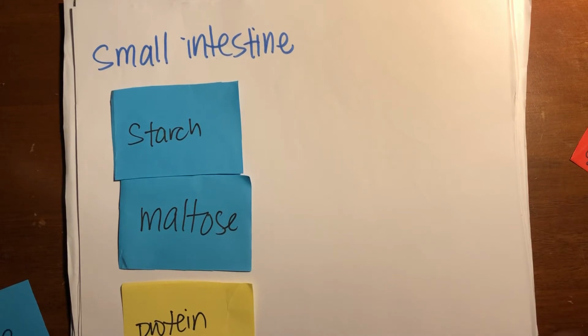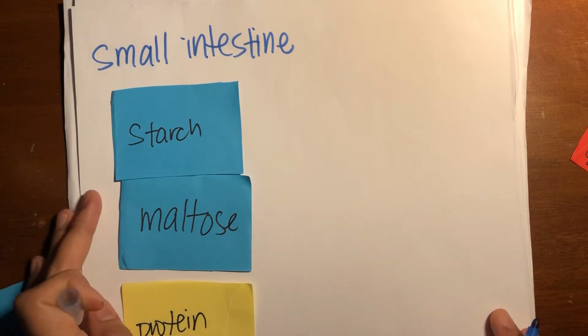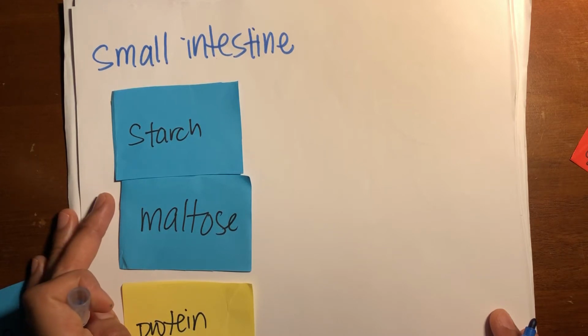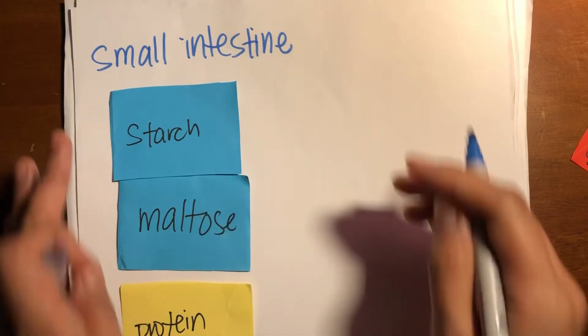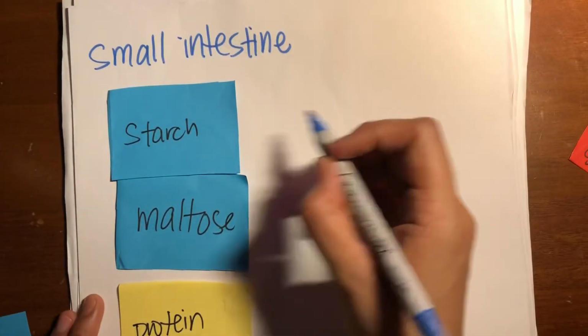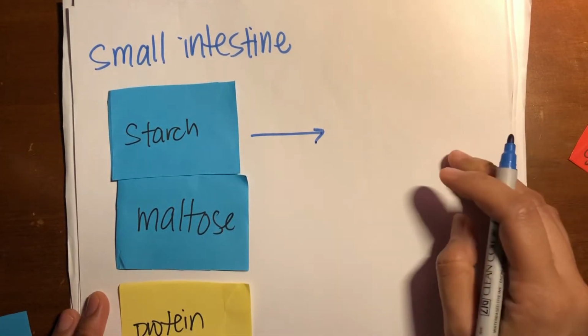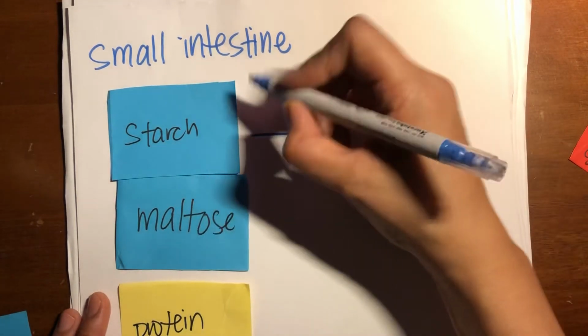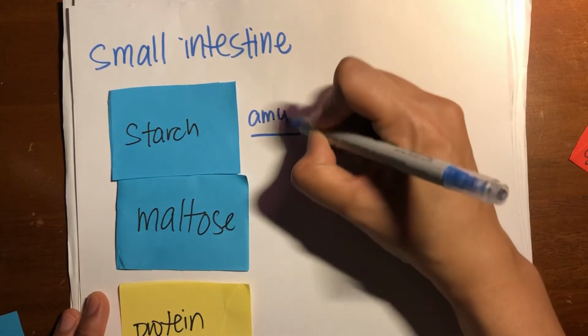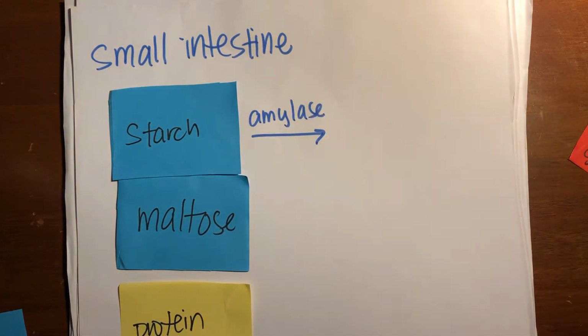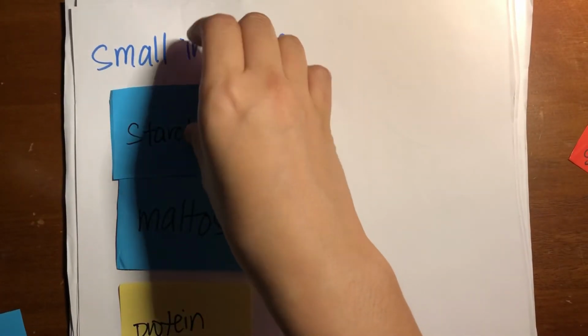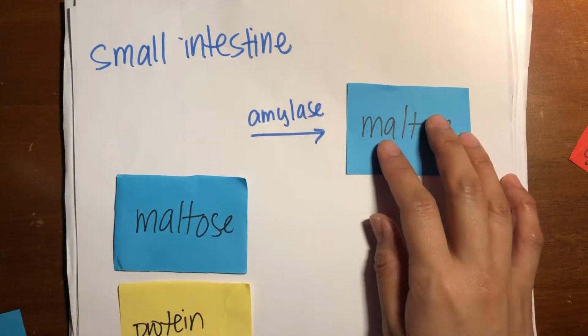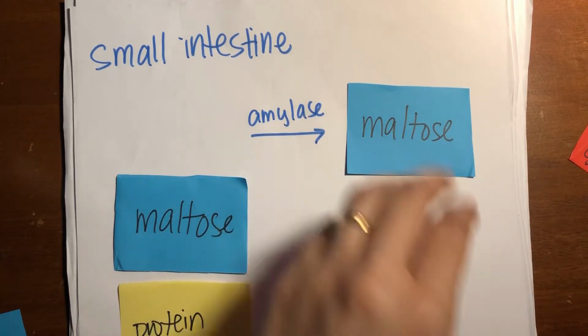So in the small intestine is where you have the pancreatic and the intestinal enzymes. Okay, so let's start with starch. Starch, you have pancreatic and intestinal amylase, okay, which will convert this starch into maltose. Okay, right?